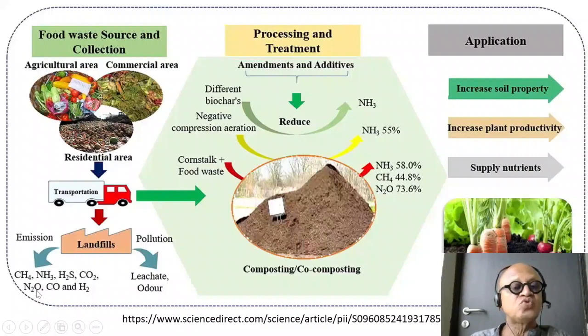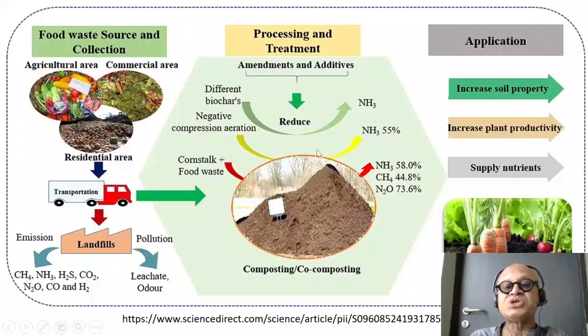carbon dioxide, of course, N2O, which is a very strong greenhouse gas, carbon monoxide, which is a poison, and of course water vapor, which is not good either for health. Processing and treatments, amendments and additives are added to reduce the emissions. So biochars, which are basically converting these into carbon that can be sprinkled on soil to increase carbon content of the soils, which is actually very good for increasing yield.